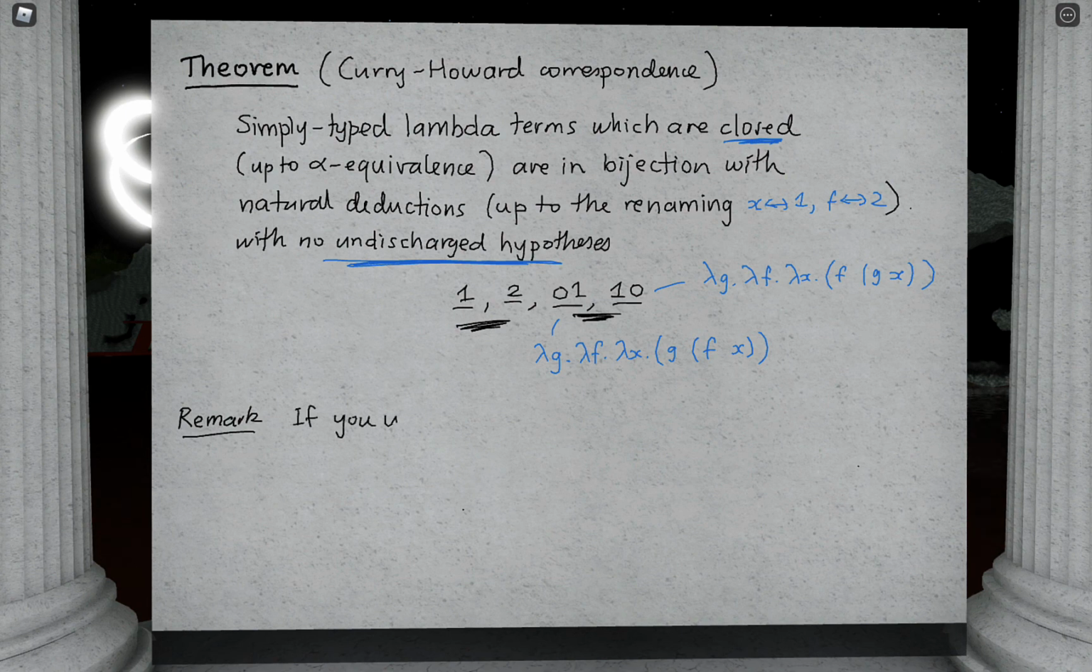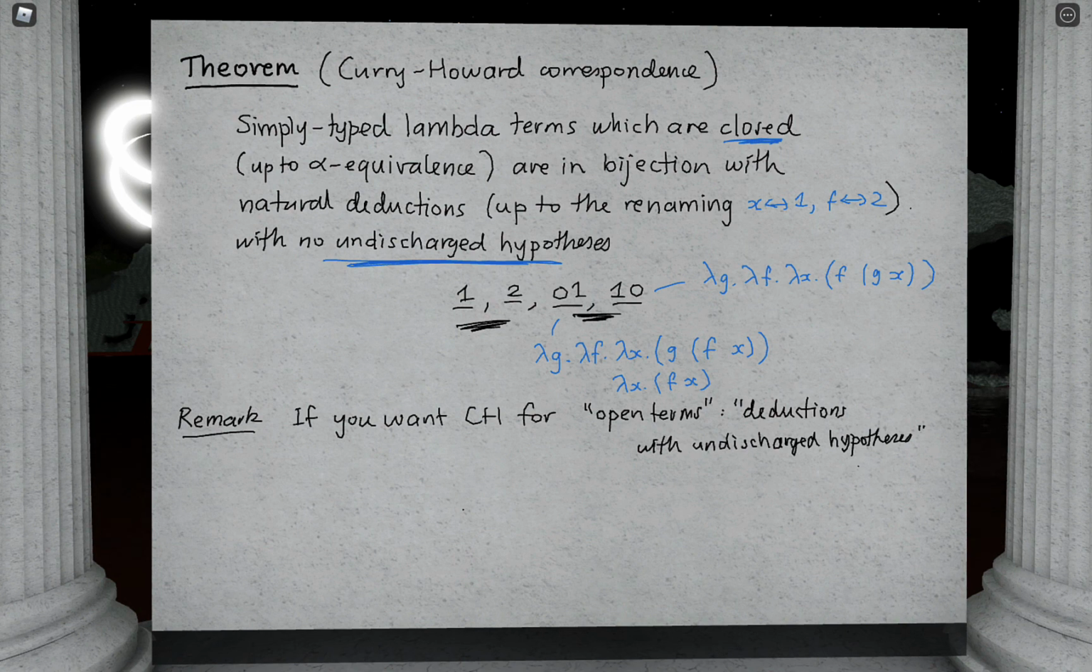So if you want to correspond to deductions with undischarged hypotheses, an open term would be something like lambda x, f applied to x. So f is free here. And a deduction with undischarged hypotheses, we've seen several examples of that already.